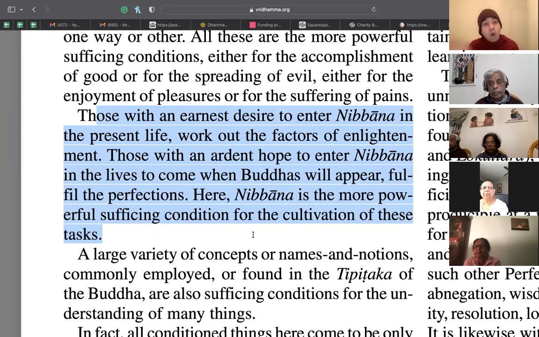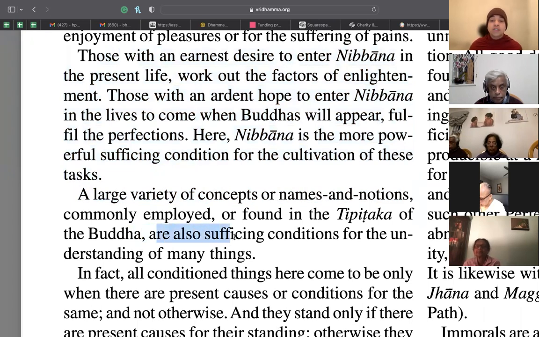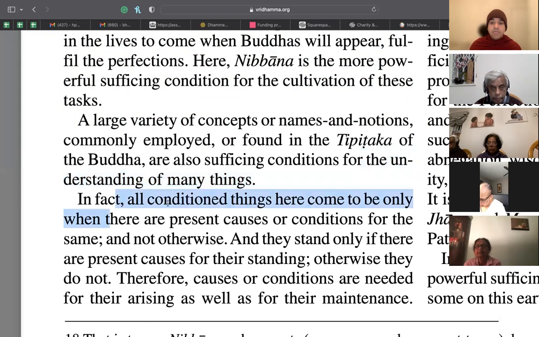Now you see how the waters have become a very powerful sufficing condition to life, to present life, right? That is how nature in that way can become a powerful sufficing condition, right? Let's move on. A large variety of concepts or names and notions commonly employed or found in the Tripitaka of the Buddha are also sufficing conditions for the understanding of many things.